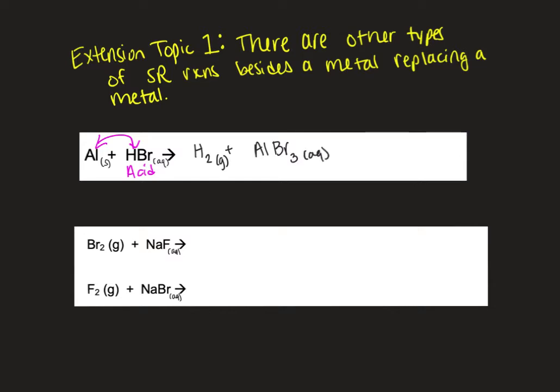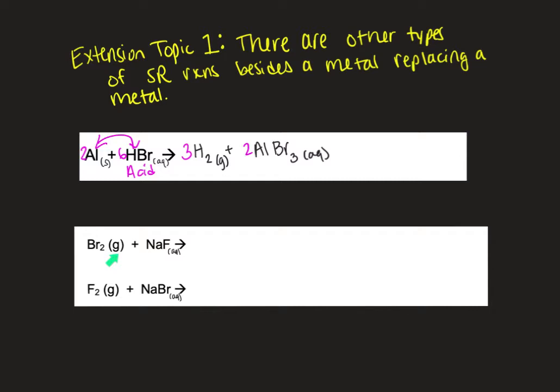And then you do have to balance it, which I'll just do in pink. So what would you need? A 2, 3, 6, and a 2. Okay, so now that's a balanced equation.